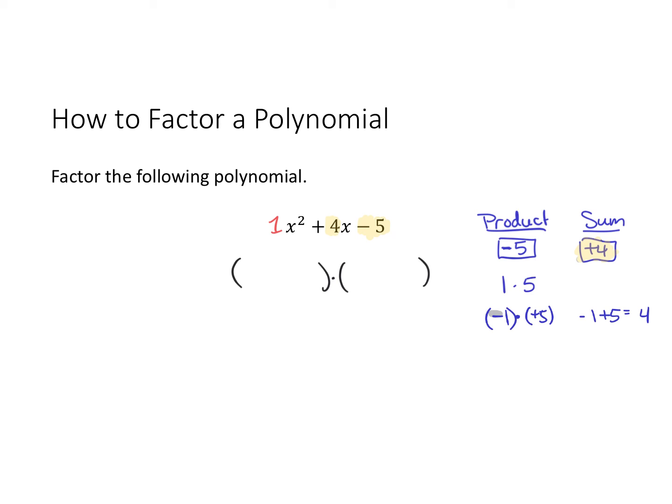So x squared, we can break that down as x times x. And then here, we would use that negative 1 and positive 5. And so here, to factor x squared plus 4x minus 5, that gives us x minus 1 times the quantity x plus 5. All right, a few more examples. Let's keep going.